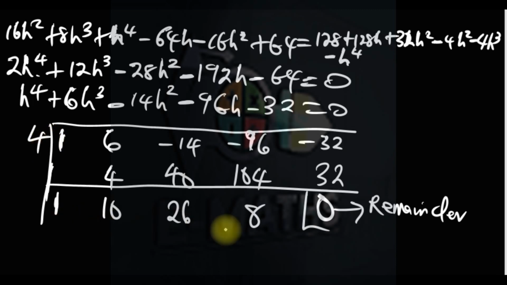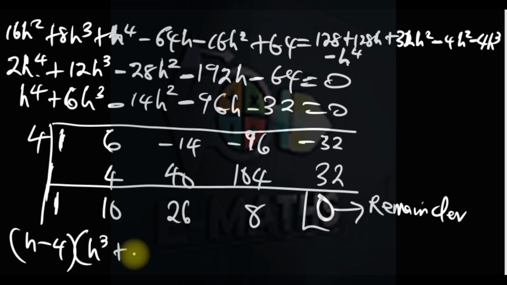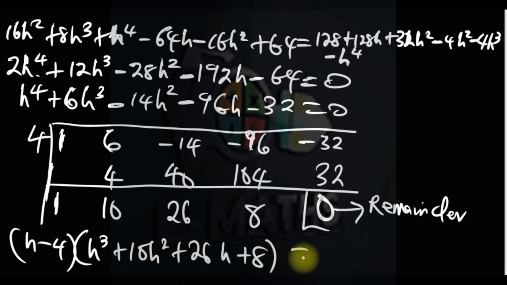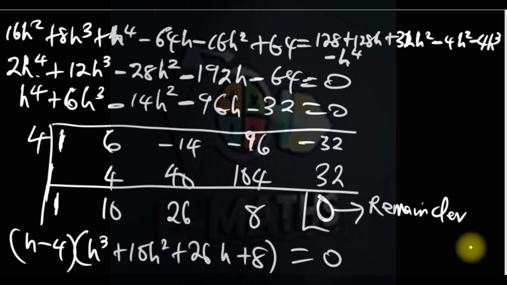So as you can see, we can write all this as h minus 4, because this is a factor now. Why? These are the coefficients of the quotient, which is h cubed plus 10h squared plus 26h plus 8. So if I expand this, I get back this. Looking at this, the remainder is 0 and the signs here are positive, so meaning 4 is an upper bound. If you don't know much about synthetic division, there's what you call lower bound, upper bound. So this shows that 4 is the highest root of this polynomial.